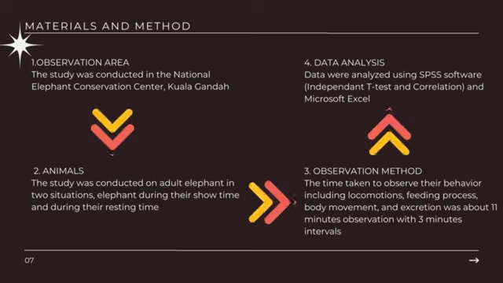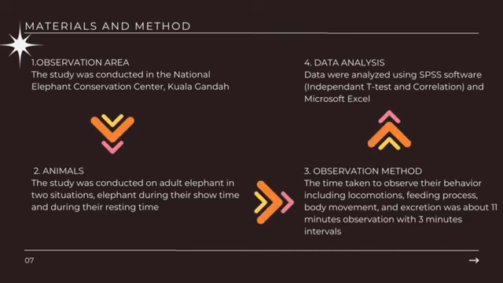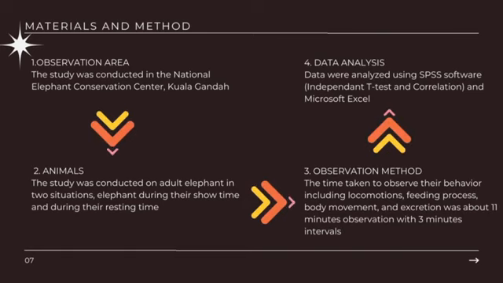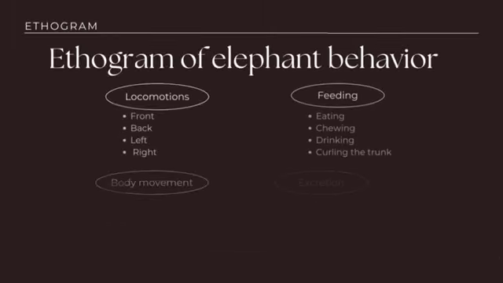Their behavior was observed and recorded using a camera. Then, the data was analyzed using Excel as well as SPSS software for t-test and correlation. Independent t-test was used to compare the mean between two unrelated groups, and correlation was used to observe the correlation of body movement in showtime and resting time.